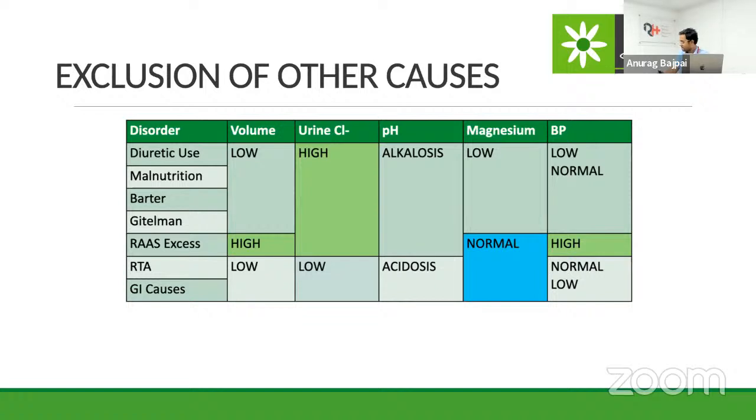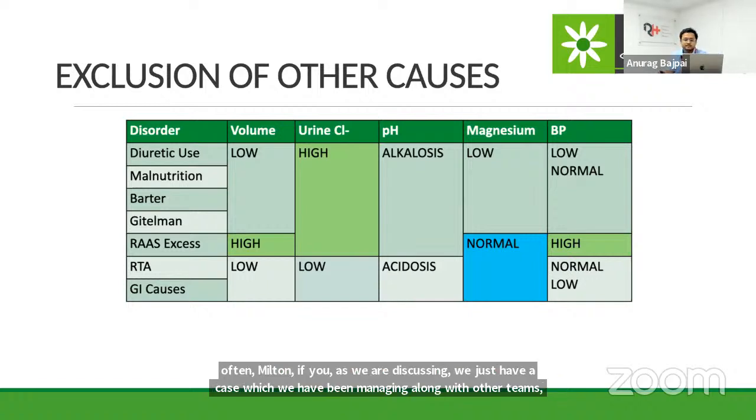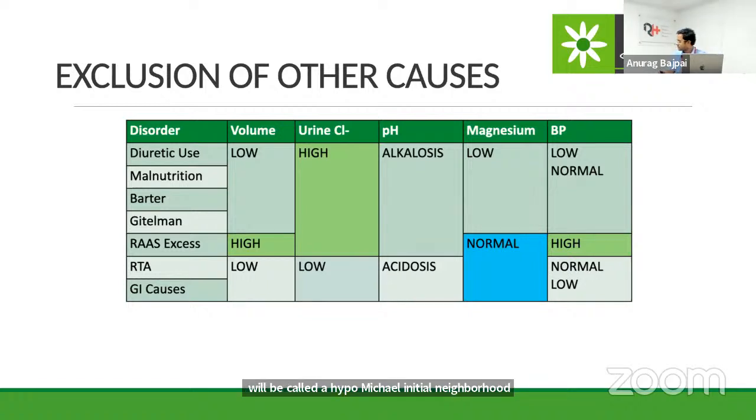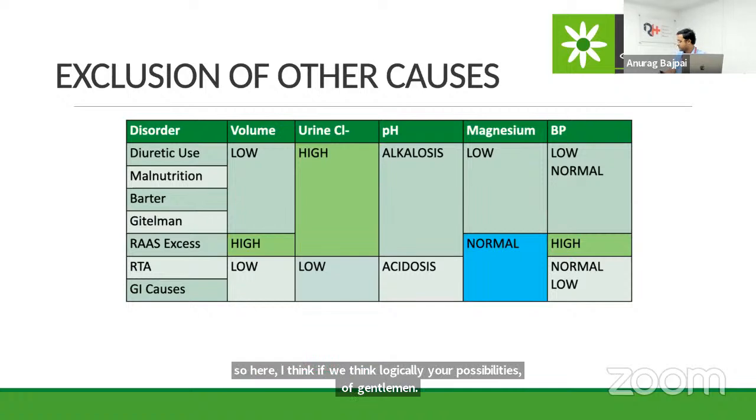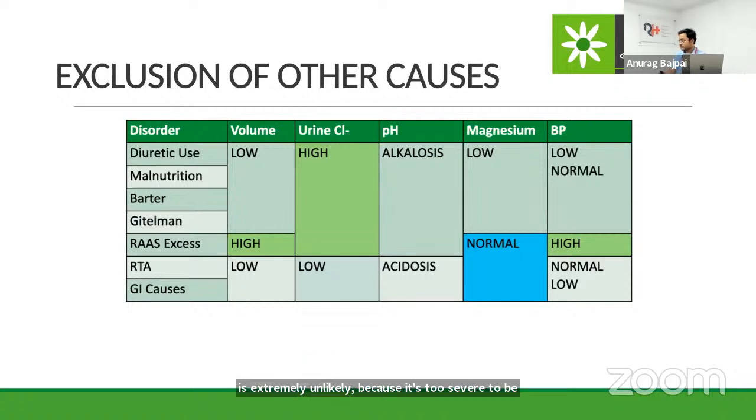Yes, and this is something which is very important and often missed. As we are discussing, we just had a case which we have been managing along with other teams in which, because of hypomagnesemia, there was such severe hypokalemia, alkalosis, hypocalcemia. So it can be a big issue. If we think logically, the possibility of Gitelman is extremely unlikely because it's too severe to be Gitelman. Bartter? Why would he suddenly develop Bartter in a month? If he had Bartter, he would have had it for a long time. So that becomes less likely.